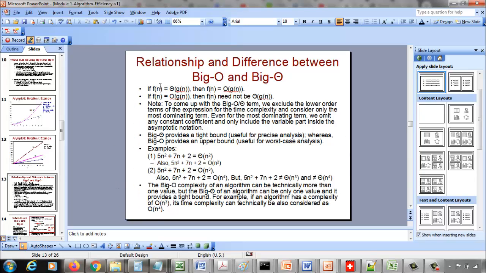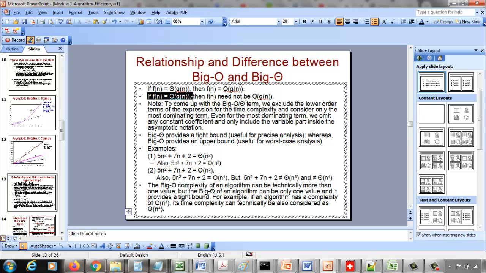So that is why we say if f of n is theta of g of n, it also implies f of n is big O of g of n. On the other hand, if f of n is equal to big O of g of n, then f of n need not be theta of g of n. It depends on what f of n and g of n really are. If f of n is 5n square plus n plus 2 and g of n is n square, then of course, if this is big O of n square, it's also theta of n square. But if f of n is 5n square plus 7n plus 2 and g of n is n cube, then this f of n is big O of n cube, but not theta of n cube. Okay.